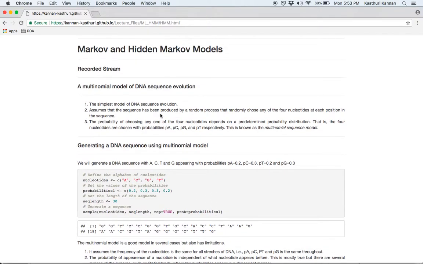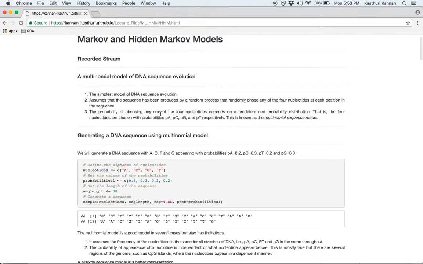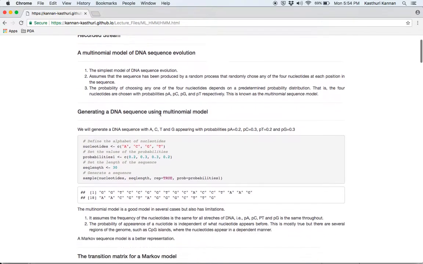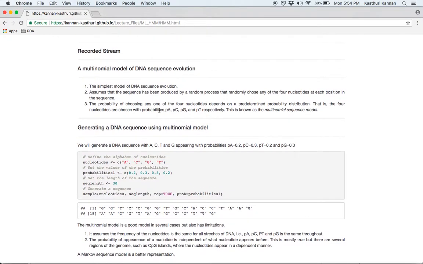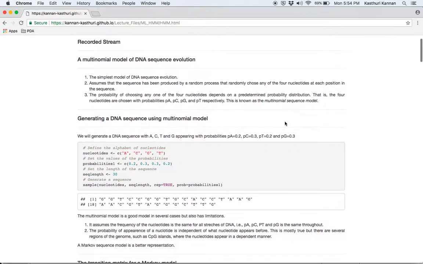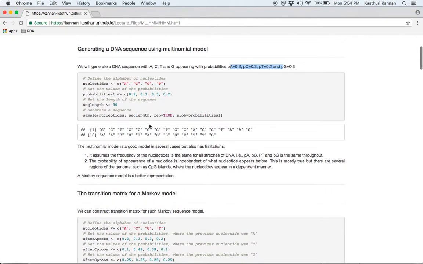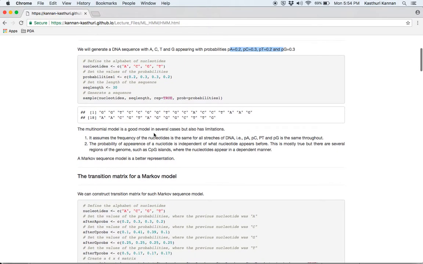Now, this is a tutorial on hidden Markov and Markov models using a DNA sequence. So the idea is, first of all, we can have a multinomial model of a DNA sequence, right? So it's the simplest model, right? It can be produced by a random process that randomly chooses the 4 nucleotides with some probability distribution. You can call it probability of A, probability of C, probability of G, and probability of T, and we can assign some probability, say A equals 0.2, C is 0.3, etc., and then you can generate a sequence.